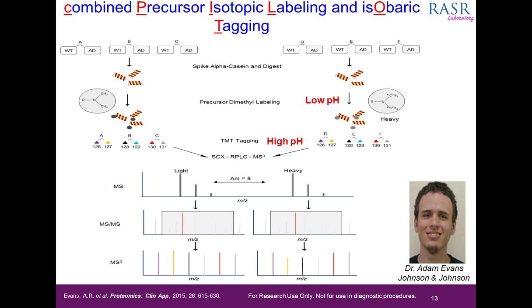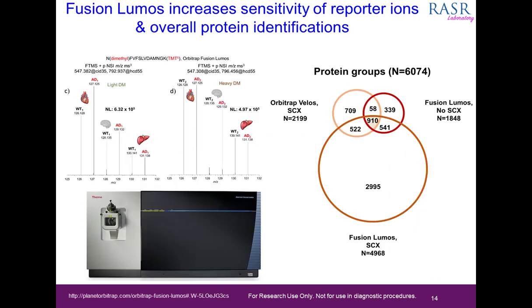So the most important part of this experiment is the MS3 spectra, which give us reporter ion data from each sample and inform us on the relative concentration of peptides and proteins and how they're changing across different conditions. Okay, so we employed this strategy to quantify a set of samples, and here's an example of the data that we got from a Fusion Lumos on the left.